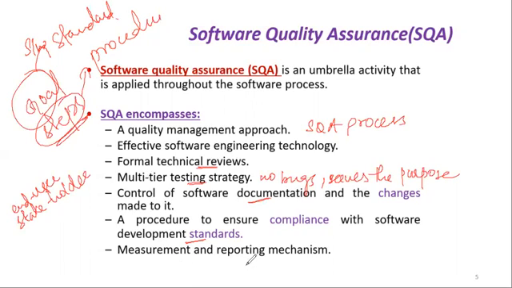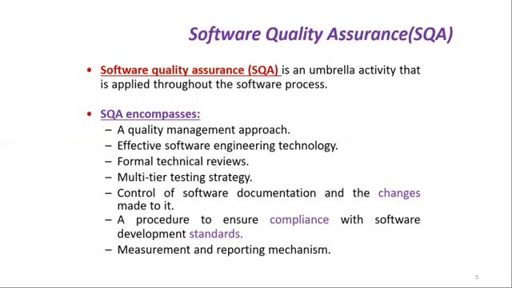The next is the measurement and reporting mechanism. Measurement is going to ensure that these specific standards are met, whether you're meeting the deadlines, and the reporting mechanism means that if there are any shortcomings within the software, those can be reported to the managers. So this is your software quality assurance.